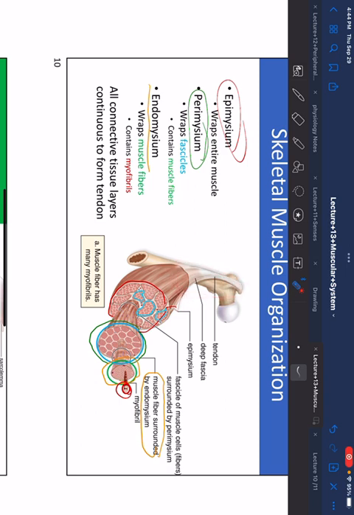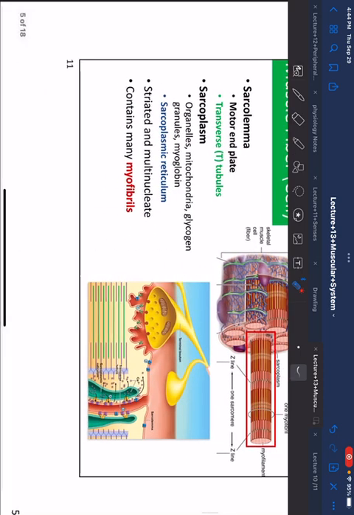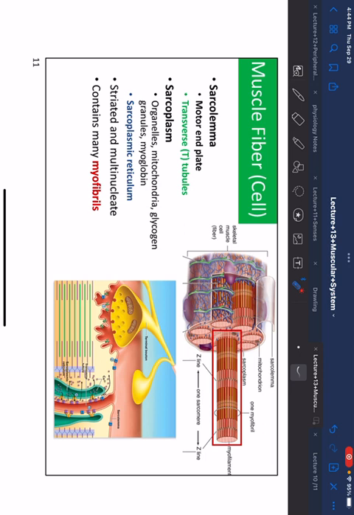So we said on the first day of class that the cell is the basic structural and functional unit of life. So thus the cell, or the muscle fiber, will be the basic structural and functional unit of the muscular system. So let's look at the cell in a little bit more detail and identify its parts.